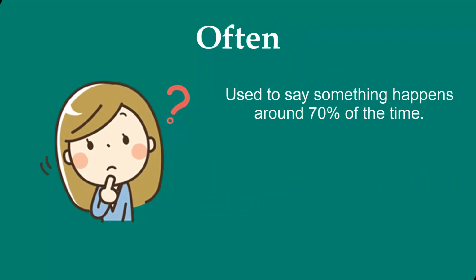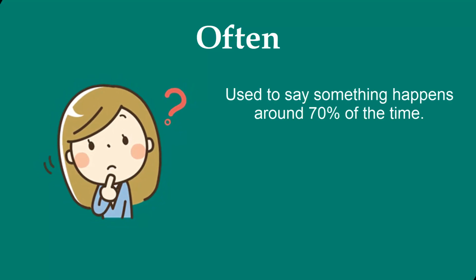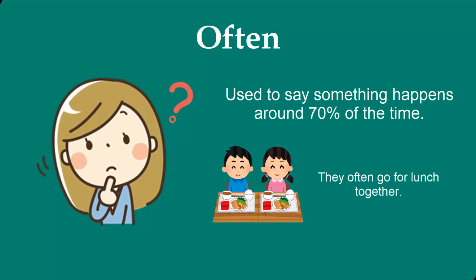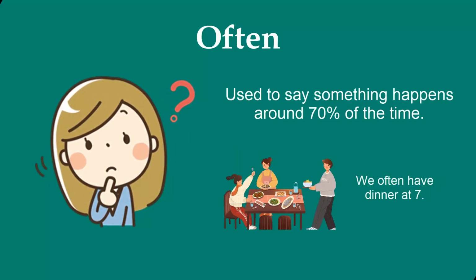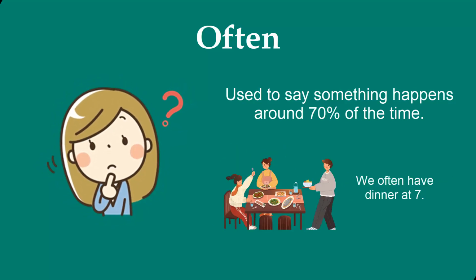If something happens 70% of the time, you can say often. They often go for lunch together. We often have dinner at 7.